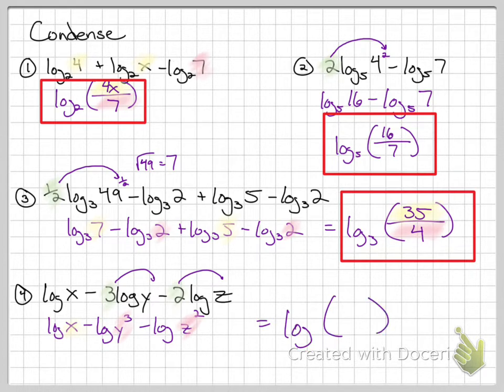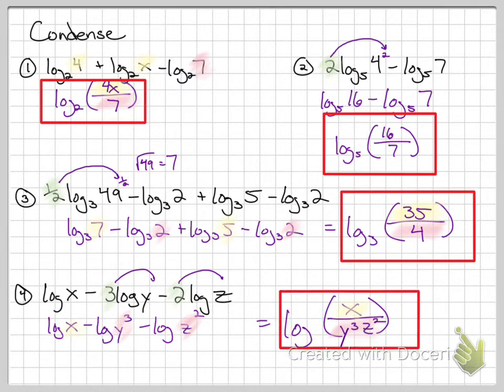I see subtraction. I know I'm going to have a fraction. Only x is positive. That's the only thing on the top. And then the y cubed and z squared are both negative. They get multiplied together on the bottom. Y cubed, z squared. Log of x over y cubed, z squared. Okay, moving on.